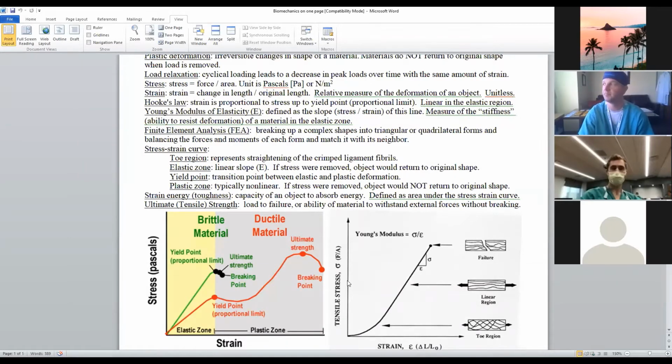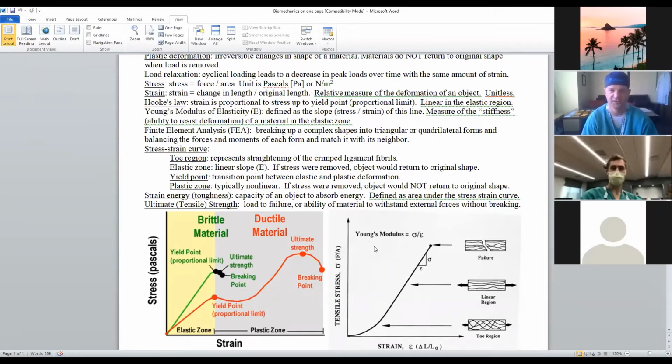Most non-biomaterials don't have a toe region. That's something fairly unique to biologic materials. Metals, ceramics, the non-biological materials don't have a toe region because they don't have those little collagen fibrils that need to get uncrimped.